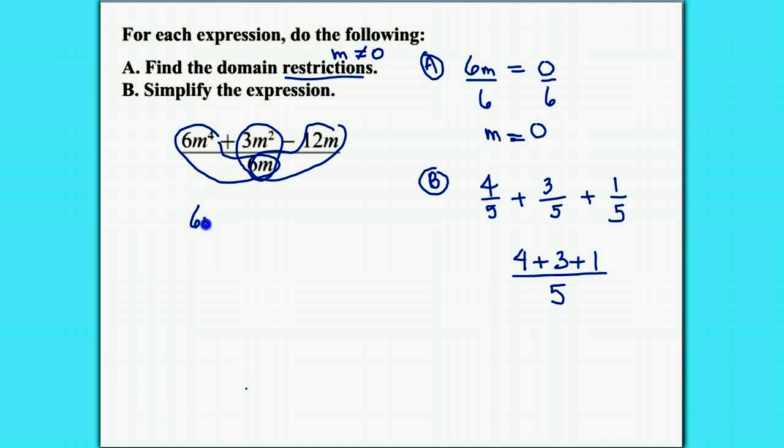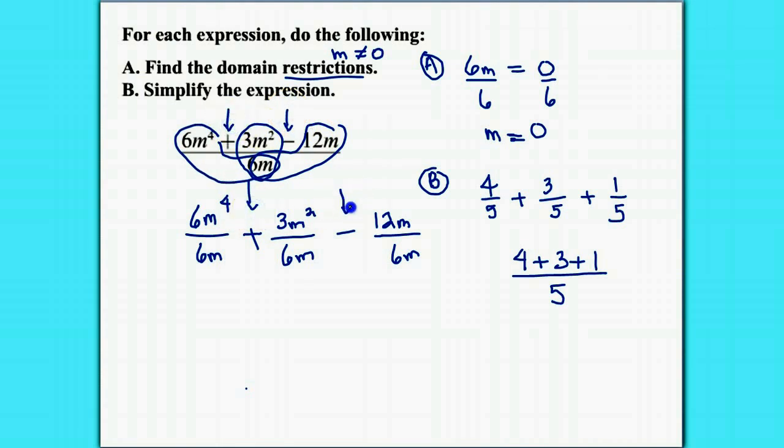So it would look like this, 6m to the 4th over 6m plus 3m squared over 6m minus 12m over 6m. Okay, and I'm just keeping the signs that were there in between. Okay, and then you're going to look at each of these as a monomial over a monomial. And for example, 6 over 6, we know any number over itself reduces down to 1. 6 goes into 6 one time, and 6 goes into 6 one time.